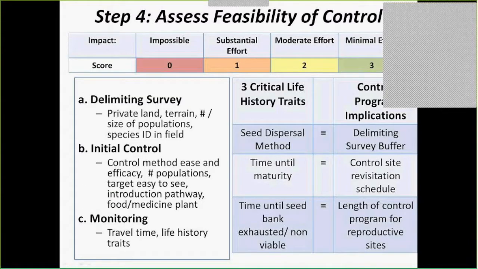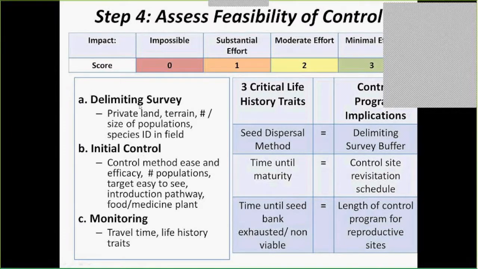Okay, and so now we go on to step 4, which is assessing the feasibility of control, which is very similar to assessing the potential impacts, except it's kind of inverse. So feasibility-wise, something would be impossible and you would score it a 0. Something with a 1 would be considered substantial effort. Something with a 2 would be considered moderate effort, and something with a 3 would be considered minimal effort. And for these, we assess 3 things: the delimiting survey, initial control, and monitoring.